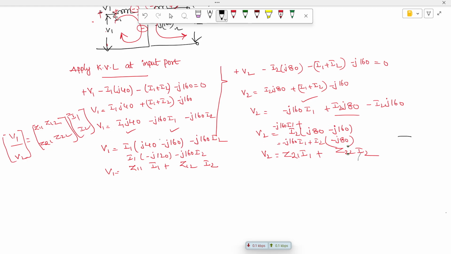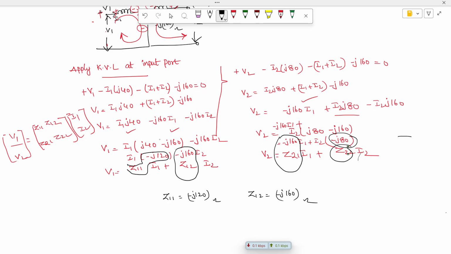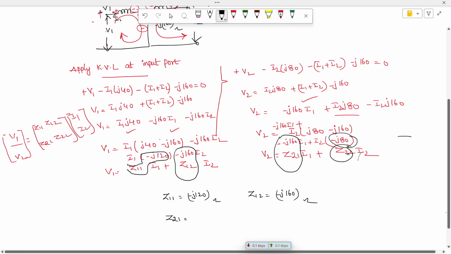So this is the value of Z11, this is the value of Z12, and this is the value of Z21, and this is the value of Z22. Let's try to put it in a matrix form. So Z11 is equal to minus j120 ohms, Z12 is equal to minus j160 ohms, Z21 is equal to minus j160 ohms, Z22 is equal to minus j80.